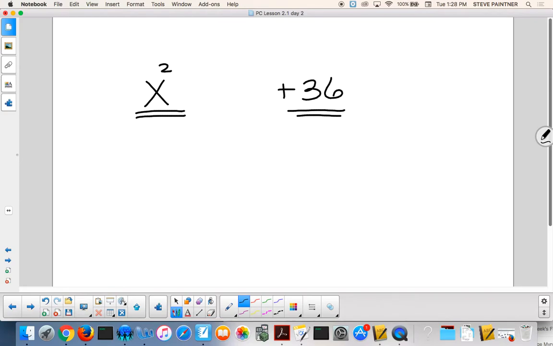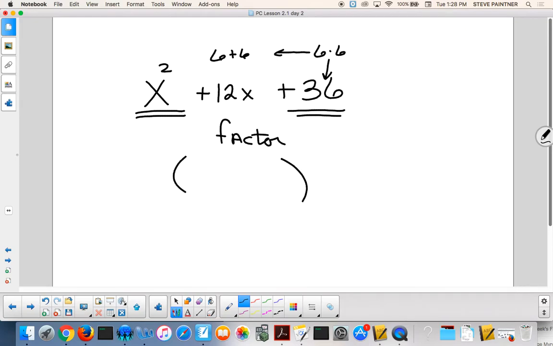Do you agree these are both perfect squares? See the middle term? The middle term would have to be something like this. 6 times 6 is what? 36. But then you come over here and you go 6 plus 6. Guess what the middle term is? Has to be what? 12x. It's a trinomial. And what do we do with those kind of perfect square trinomials? We factor them. And when you factor them, here's the look: x plus 6 times x plus 6, or better yet, this. That's what you're going to get today.